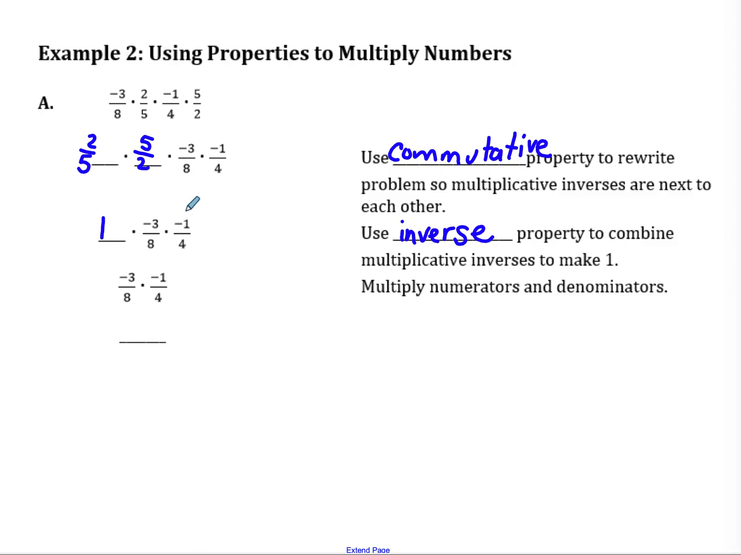Negative 3/8 times negative 1/4. So I've got it rewritten right here. I'm going to multiply straight across. 3 times 1 is 3. Same sign, answer is positive. 8 times 4 is 32. So 3 over 32 is our final answer.